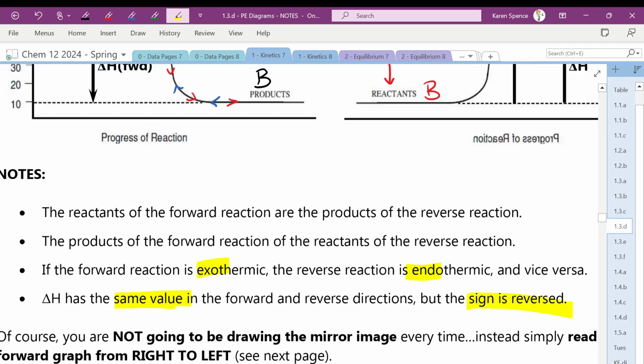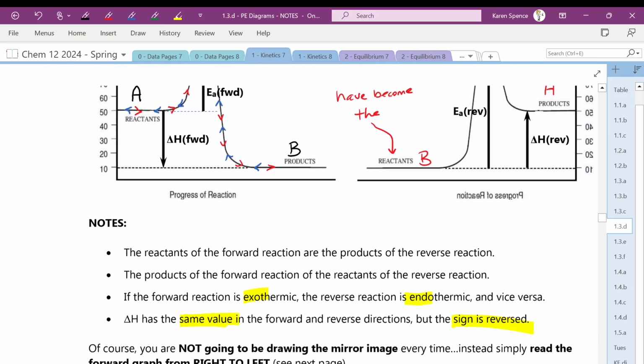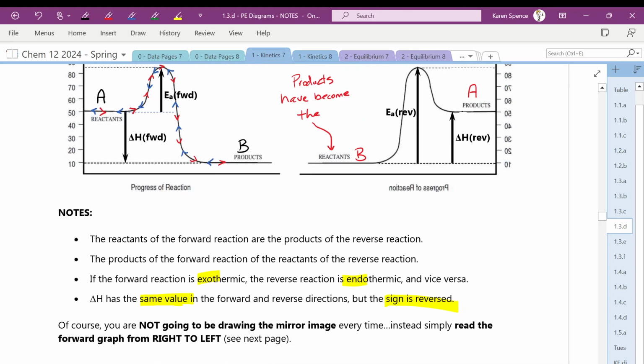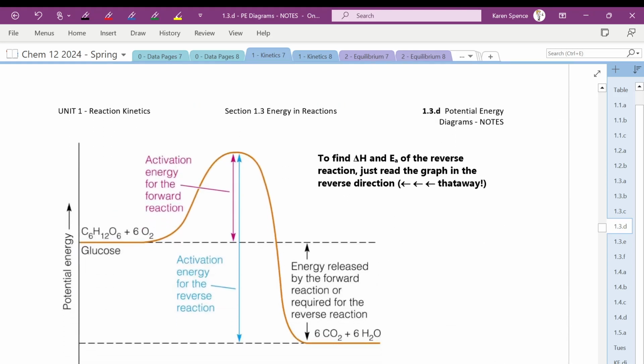I miss having the overhead projector for this because what I used to do is I would draw it and then I would pick up the transparency and I would simply flip it over like that. It was very satisfying. This time I had to just draw two of them. That's okay though. Okay.